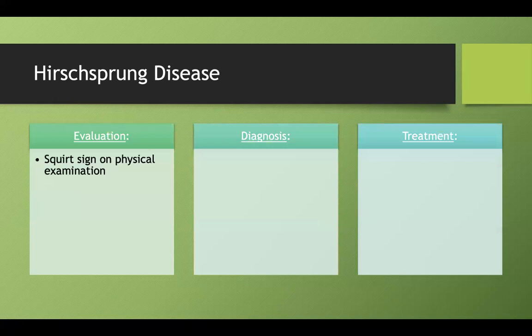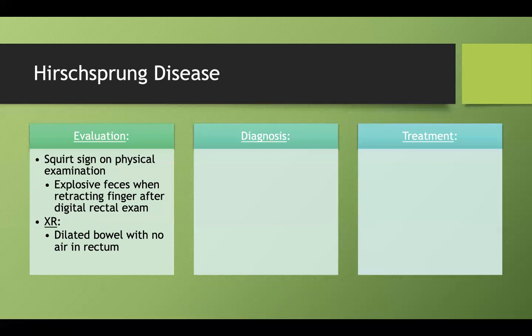So when you evaluate this, there's a classic description of a squirt sign on physical exam where you, let me see if I have it. Yeah, right here. So it's basically you do a digital rectal exam and nothing's wrong, but as you pull out of the anal canal, there's going to be an explosion of feces due to changes in pressure. On x-ray, you're going to see a dilated bowel with no air in the rectum, and you'll also see toxic megacolon like we showed earlier.